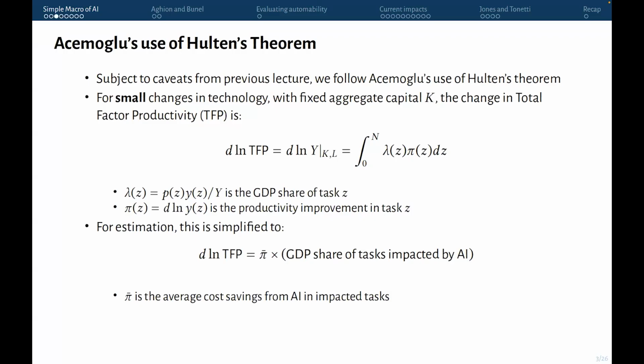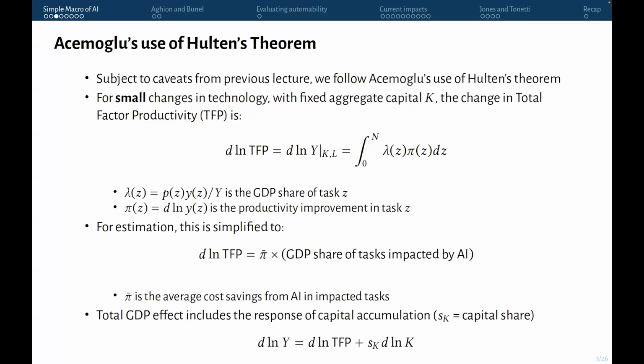And then, for estimation, we just simplify this to looking at the average cost savings across all AI-impacted tasks times the GDP share of tasks impacted by AI. If you want the total GDP impact, as opposed to the total impact on productivity, you also have to take into account how capital accumulates over time. And that's given by this, but we're not going to focus on this as much. S_K here would be the savings into capital.